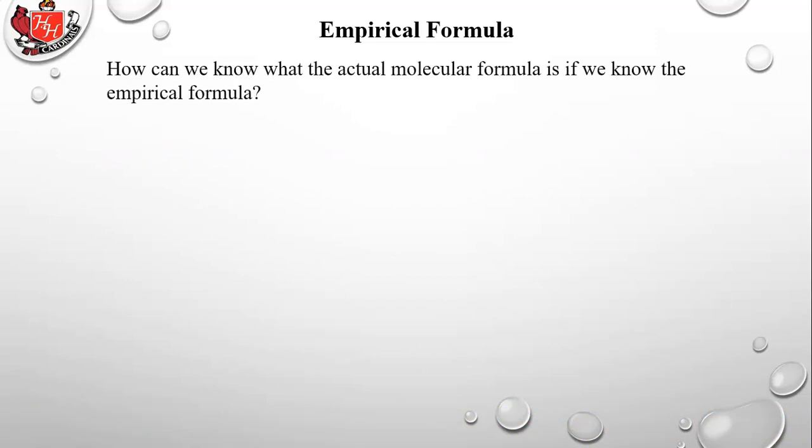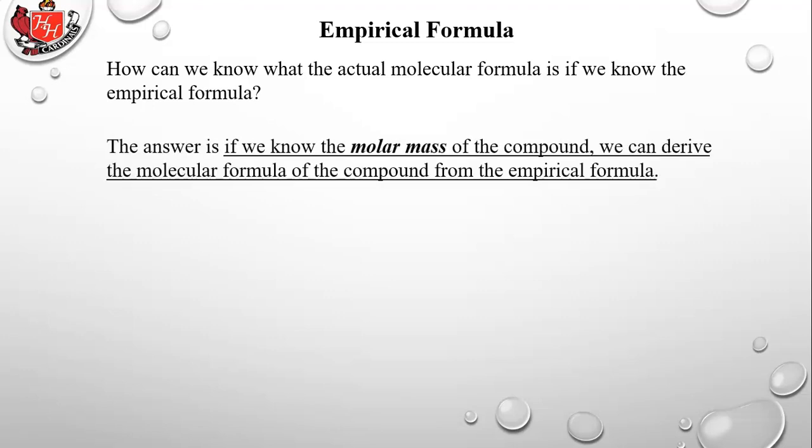So how can we know what the actual molecular formula is if we know the empirical formula? The answer is, if we know the molar mass of the compound, we can derive the molecular formula of the compound from the empirical formula. Now your first reaction might be, how can we figure out molar mass if we don't even know what the compound is, right? When we figured out molar masses in this class, you had to look at your periodic table and how many moles of C did you have and how many moles of H did you have, but you don't know that. So I'm just going to ask you to accept as a matter of faith right now that it can be figured out.